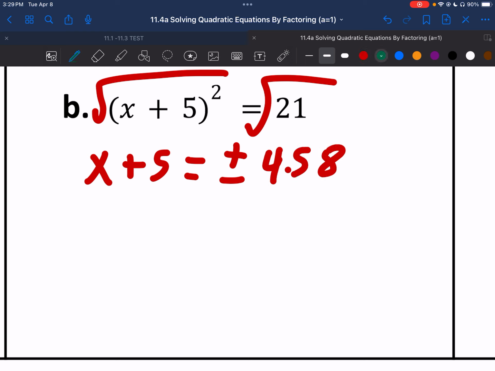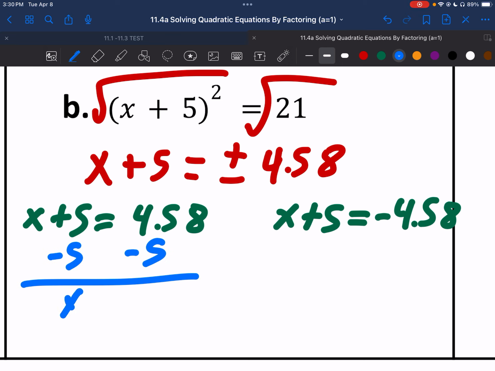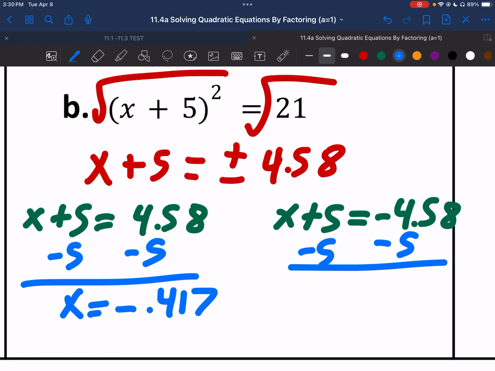X plus 5 equals 4.58. X plus 5 equals negative 4.58. And then we subtract 5 from both sides. We get that x is equal to negative 0.417. We subtract 5 from both sides on the right, and we get x is equal to negative 9.58.